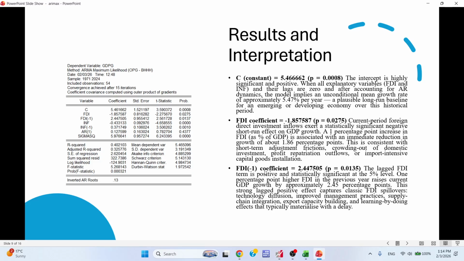So the FDI minus 1, or FDI lag, coefficient is 2.44, probability value is 0.01. The lagged FDI term is positive and statistically significant at the 5% level. A 1 percentage point higher FDI in the previous year raises current GDP growth by approximately 2.45. This strong positive lag effect captures classic FDI spillovers, technology diffusion, improved management practices, supply chain integration, export capacity building, and learning-by-doing effects that typically materialize with a delay.